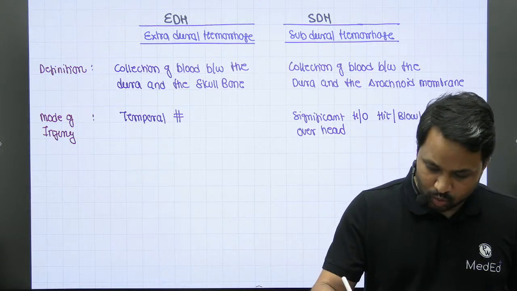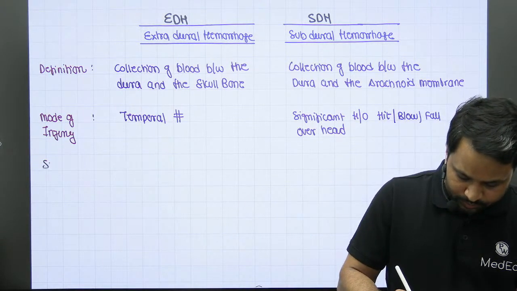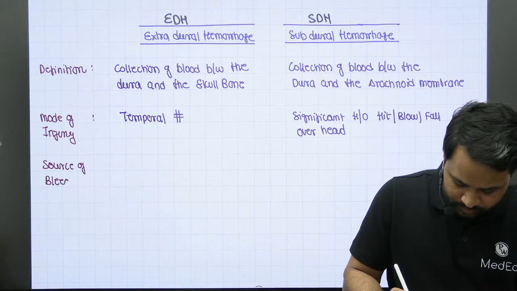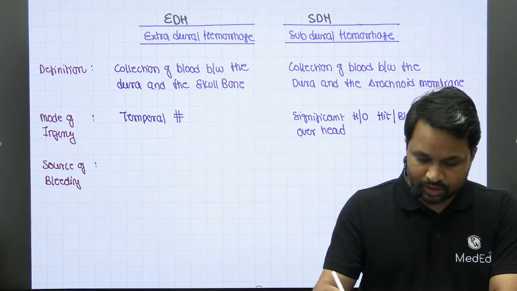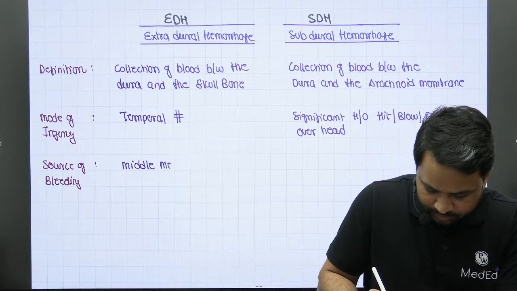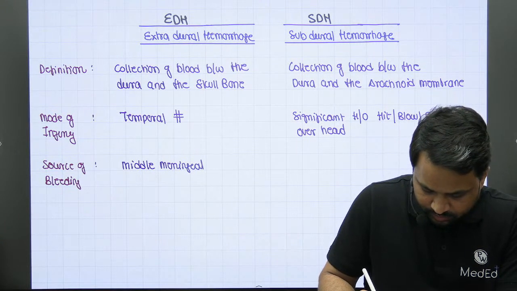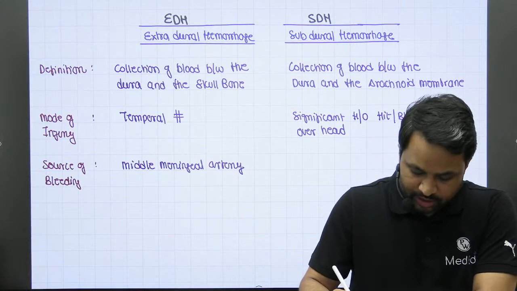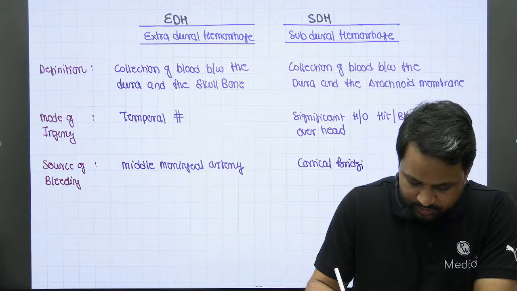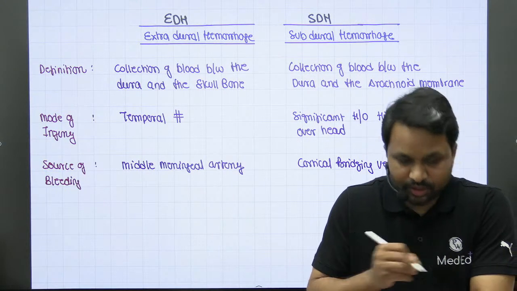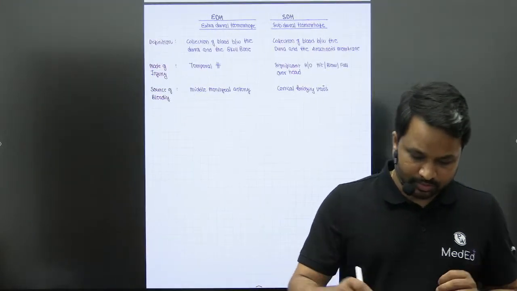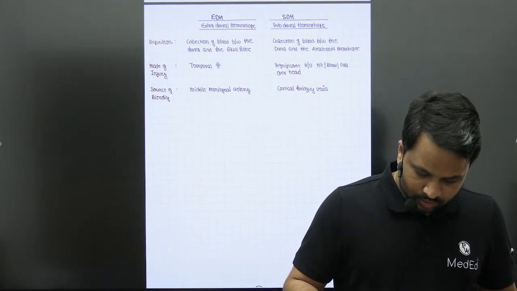Next comes, what is the source of hemorrhage? Where is the source of bleeding in these two? For extradural hemorrhage, it is because of injury to the middle meningeal artery. Here it is usually from the cortical bridging veins, right? Now, because I'm creating a tabular column, we'll just enclose it in the same context.